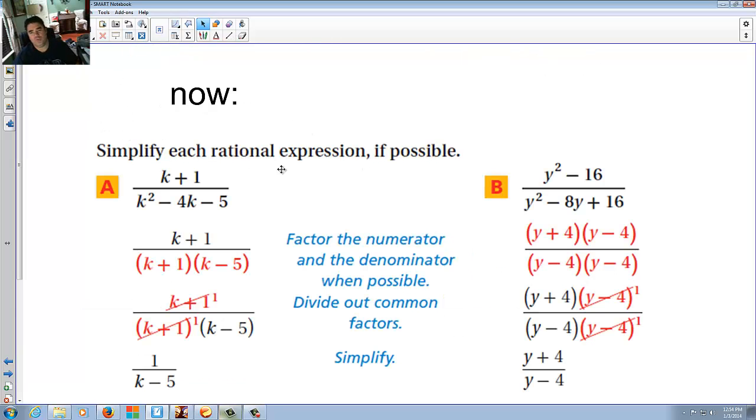Now simplify each rational expression if possible. K plus 1 over k squared minus 4k minus 5. This splits into k plus 1 and k minus 5. So once you have k plus 1 and k minus 5, notice how the k plus 1s cross out, leaving 1 over k minus 5.